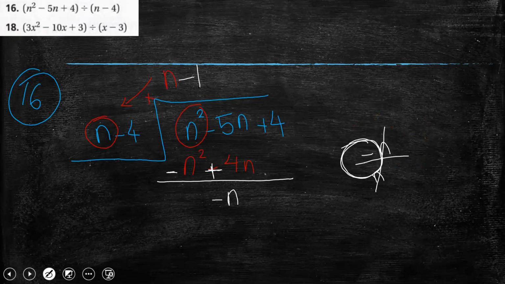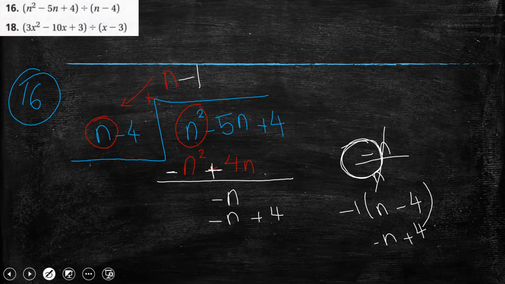Then negative 1 times n minus 4. Negative 1 times n is negative n. And negative 1 times negative 4 is plus 4. So we have it as negative n plus 4. Then subtract. Subtract, that means change the sign.